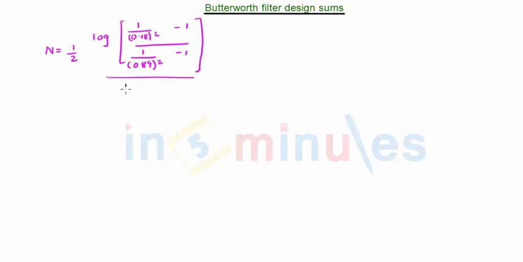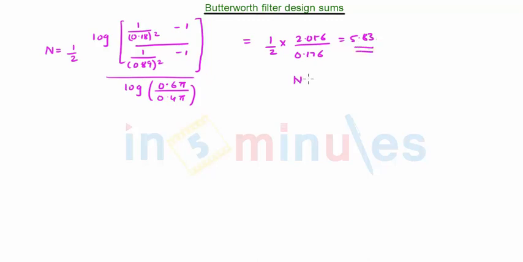Let us solve that. Capital N is equal to half log of (1 upon 0.18 the whole square minus 1) upon (1 upon 0.89 the whole square minus 1), divided by log of 0.6π upon 0.4π, which equals half into 2.056 upon 0.176. That will give us 5.83. So 5.83 is generally rounded to 6, so capital N is equal to 6. Now this is a sixth order filter.